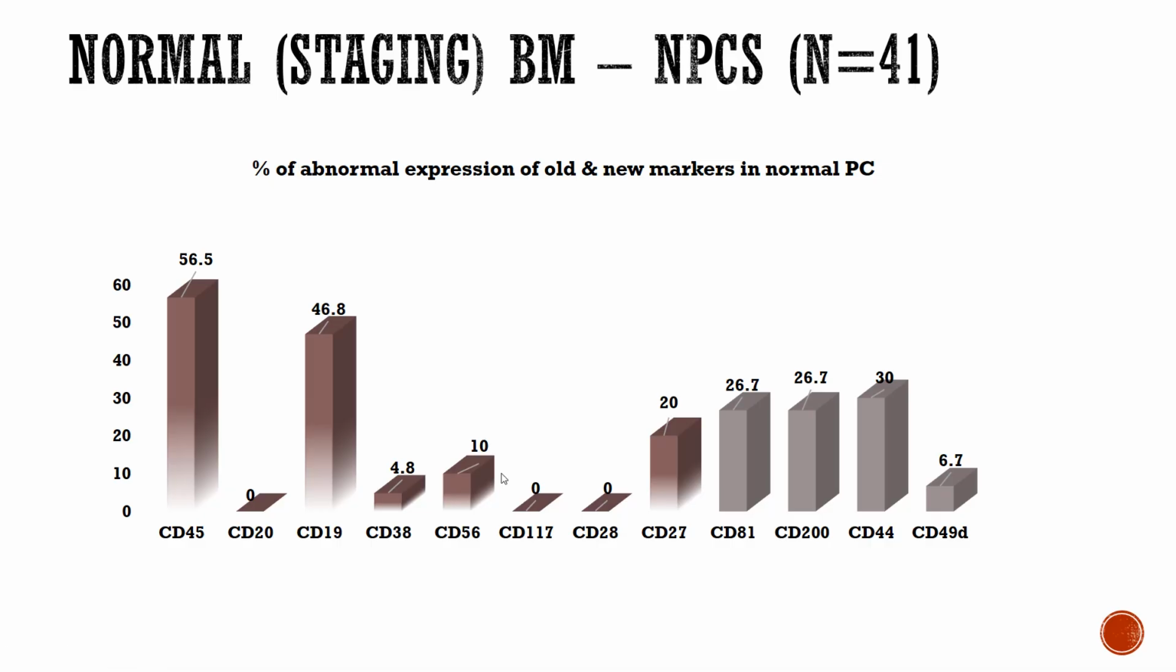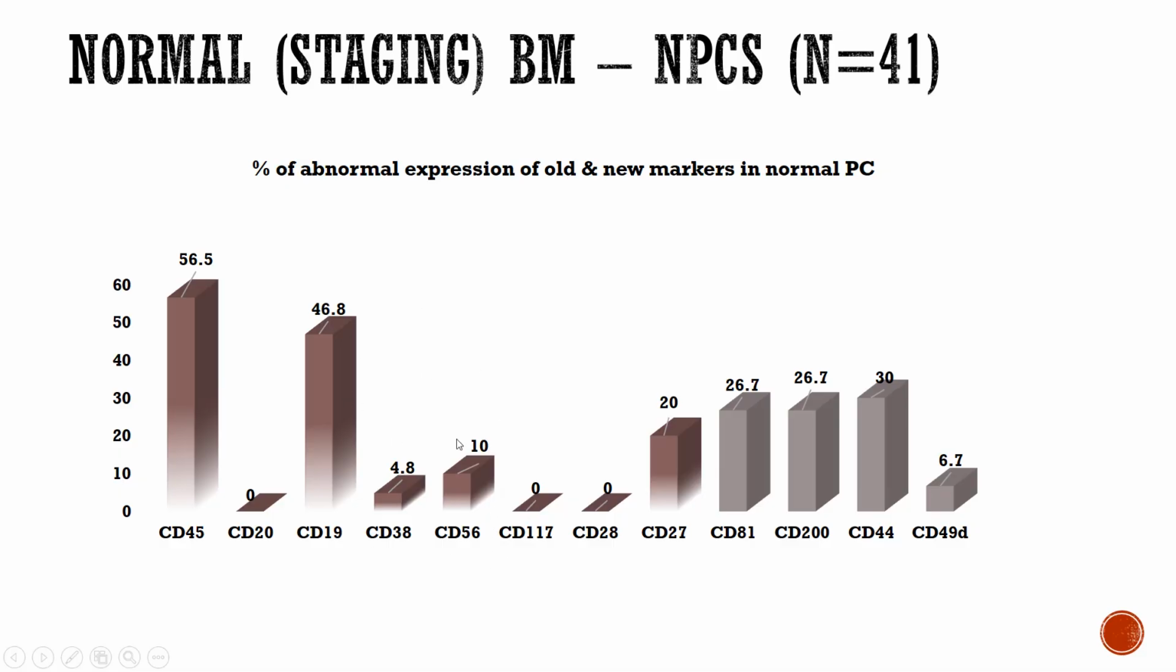And just to show you what type of abnormal expression normal plasma cells can also show, you can see CD45 can be downregulated in 50% of normal plasma cells. This was data from 41 normal plasma cell samples. We have also noted loss of CD19 in 46% of cases, in a variable plasma cell population.